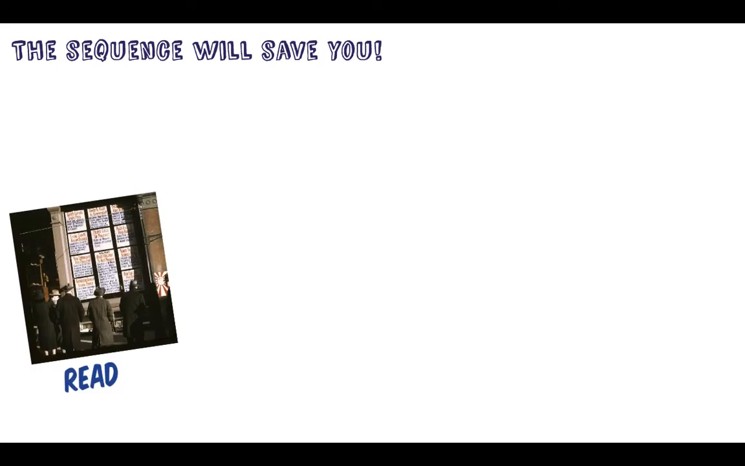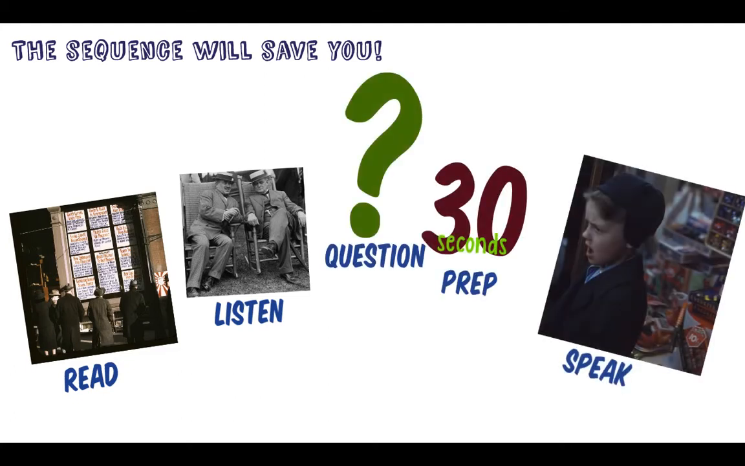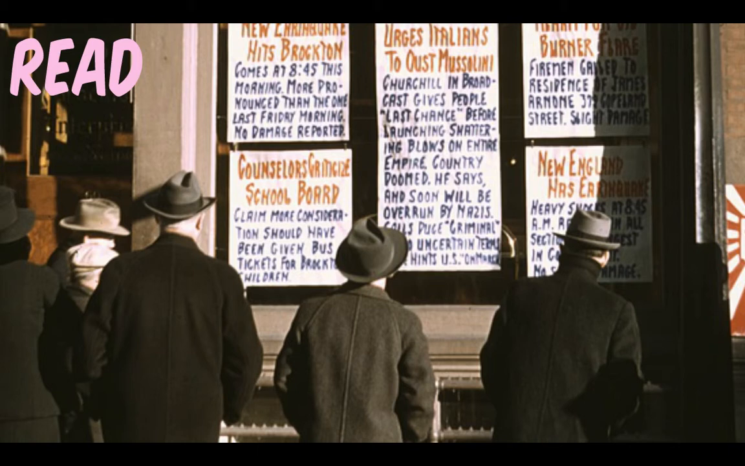First, you're going to read. It's going to be an easy thing to read. It's going to be an announcement on campus. Then you're going to listen to a conversation, and it's directly about the announcement. It's going to be two people, generally a student and a student. Sometimes it's a student and a professor, or a student and somebody else. Then you get the question, then you have 30 seconds of preparation, and then finally you're going to speak for 60 seconds.